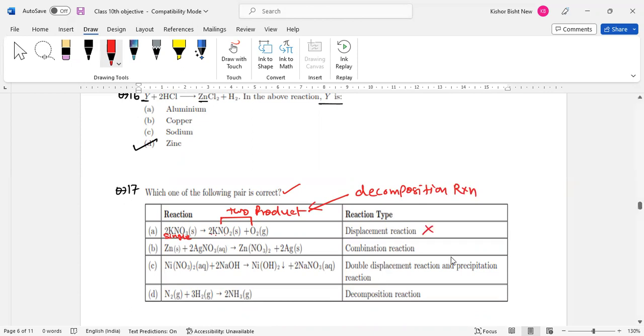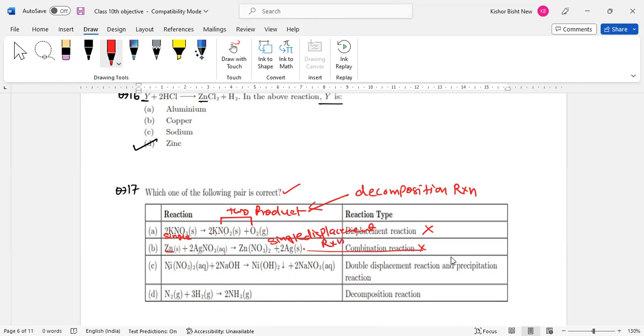Now the second one is Zn plus 2AgNO3 aqueous solution gives Zn(NO3)2 plus 2Ag. Here a single element displaces another element from its aqueous solution, which means this is a single displacement reaction. This is also incorrect, because it is a single displacement reaction.